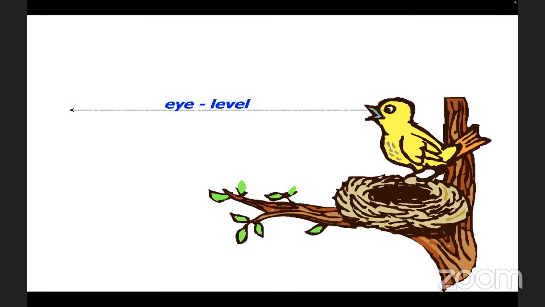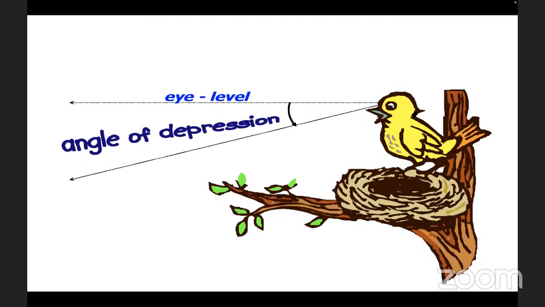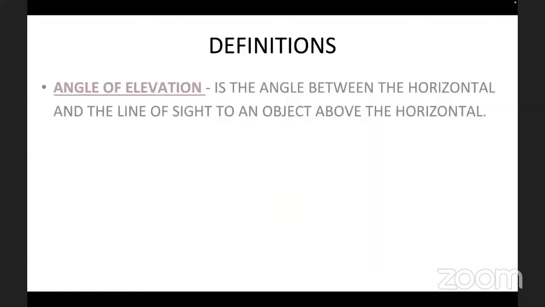The bird is up in the tree. If the bird is just looking outside at eye level, and then the bird looks down, an angle of depression is formed. Let us continue. So, angle of elevation is the angle between the horizontal and the line of sight. The line of sight is where you're looking. The horizontal can also be seen as your eye level, okay?